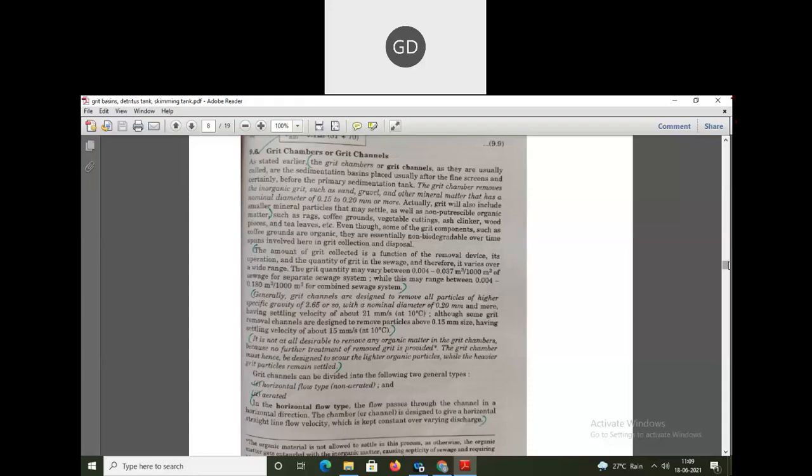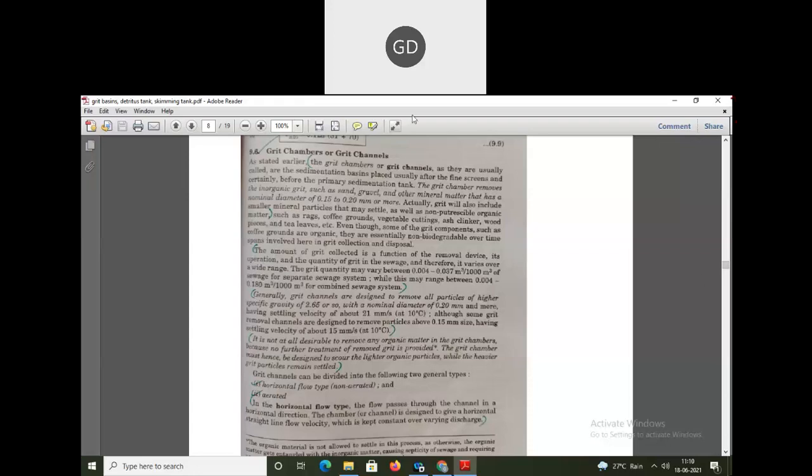And these grit chambers, we already told that they remove the inorganic solids, like the grit, the sand, the debris. Okay, the sand, then your non-putrescible things. All those things they remove. And the amount of grit that is collected has some range. So what is the grit quantity that may vary? It is between 0.004 to 0.037 meter cube per 1000 meter cube of sewage for separate sewerage system.